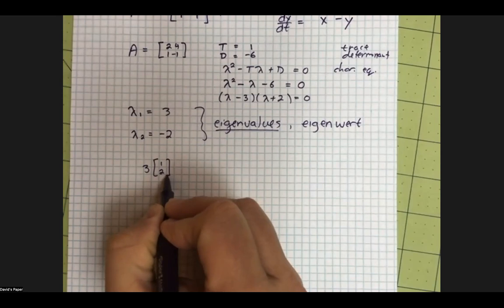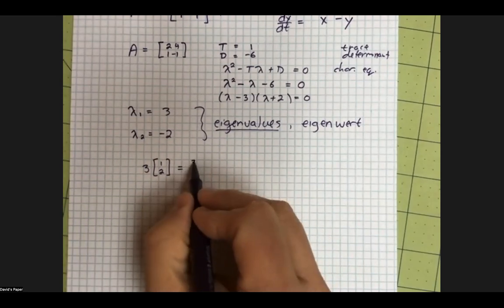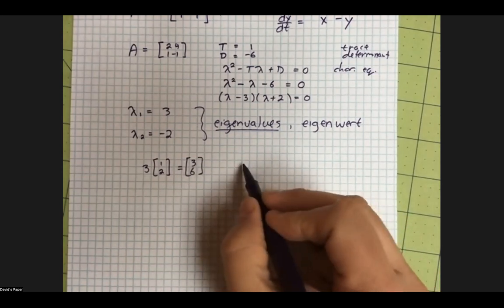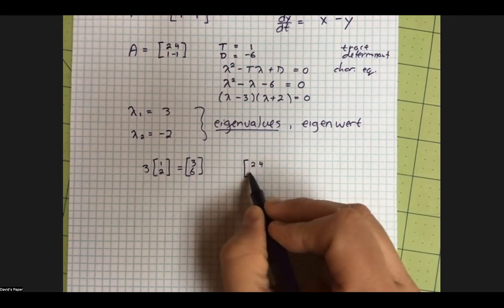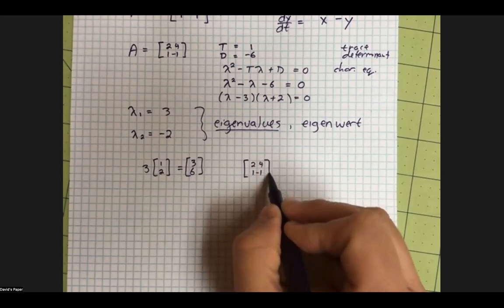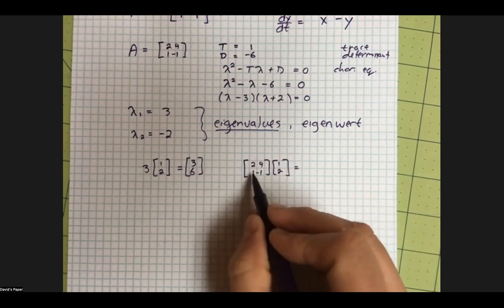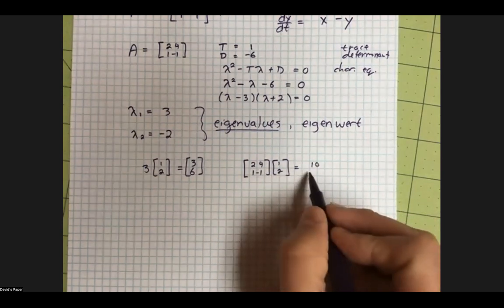You know how to scale vectors. You know that 3 times [1, 2] is [3, 6]. That's called scaling. You know how to multiply matrix times vector. After tonight, you know that [[2, 4], [1, -1]] times [1, 2] is... oh, let me run my math here. 2 plus 8 is 10.